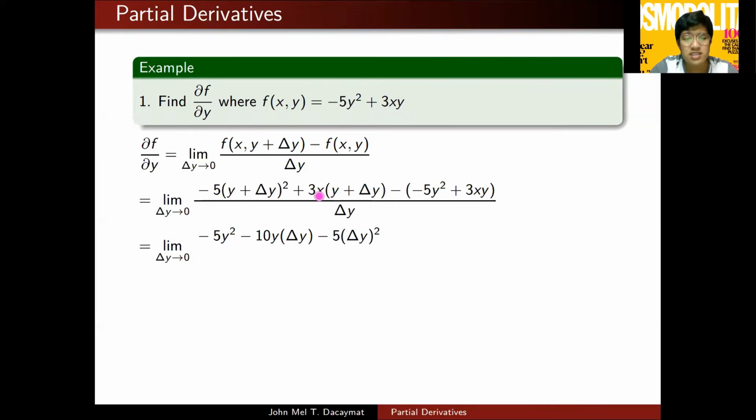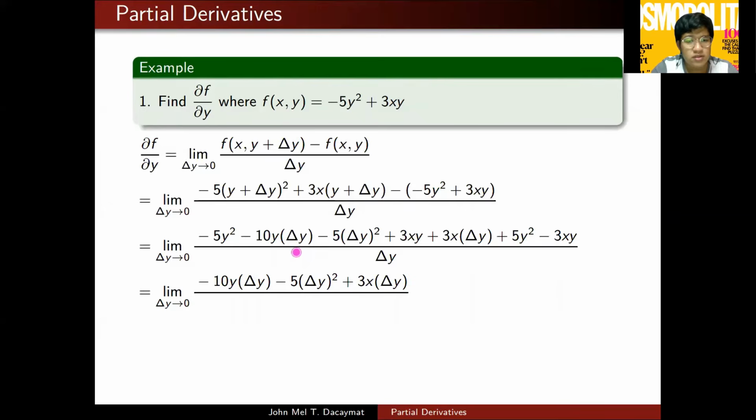That is negative 5 delta y squared. Tapos itong 3x, distribute ko lang dyan. I get 3xy plus 3x delta y. Minus this, so distribute ko lang yung minus dito. I get positive 5y squared minus 3xy over delta y. So may mga magka-cancel na term. Itong negative 5y squared magka-cancel with 5y squared here. Itong 3xy magka-cancel with negative 3xy. So matitira itong negative 10y delta y minus 5 delta y squared plus etong 3x delta y over delta y.